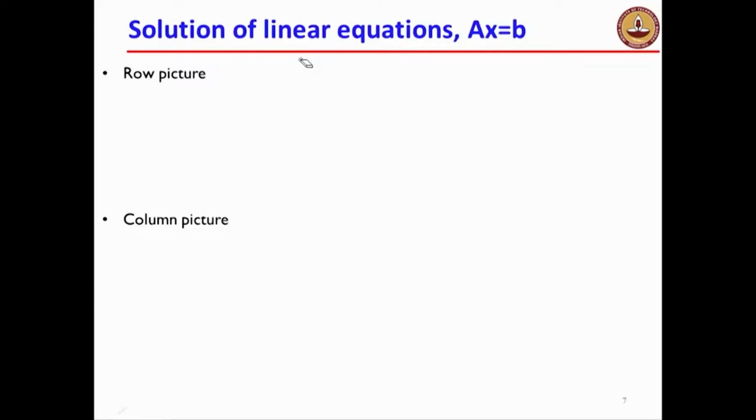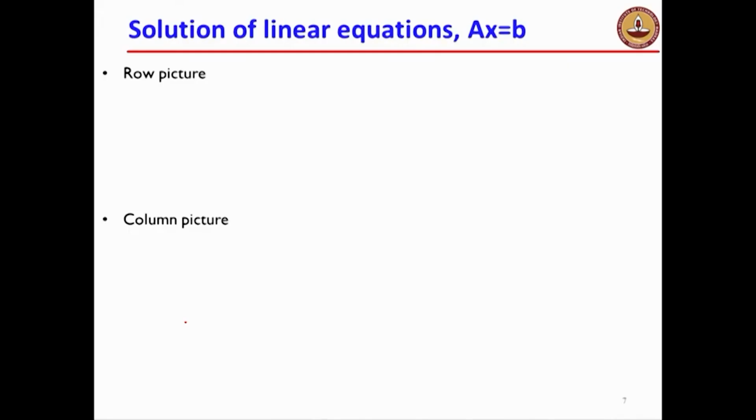In 3 dimensions, each equation represents a plane, and I am asking you, are these planes intersecting at a point? If the planes are intersecting at a point, you get a unique solution. However, it is possible that 2 of these planes are parallel, and the third plane is not. If 2 planes are parallel, then you will never be able to get a point of intersection. So you may not get a solution.